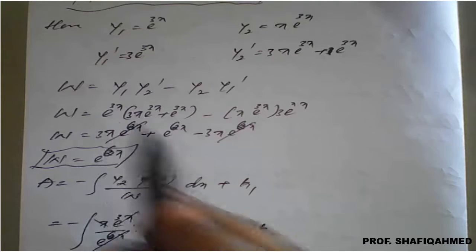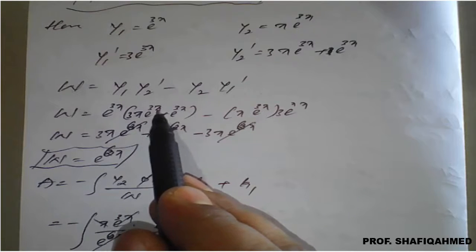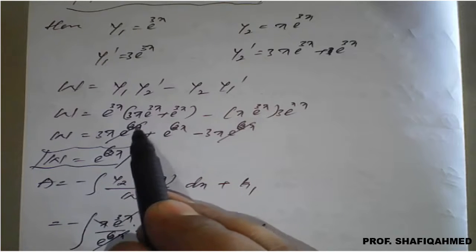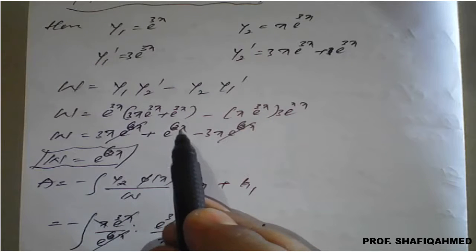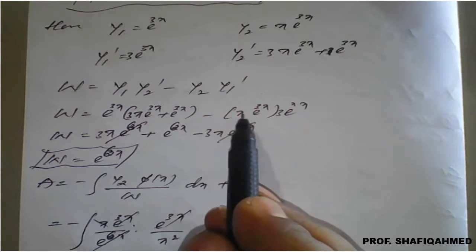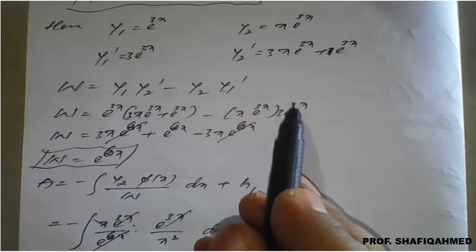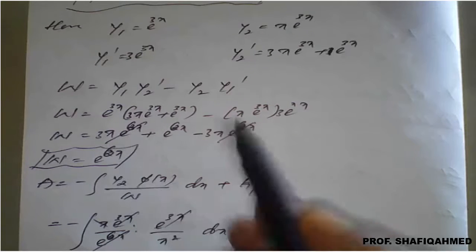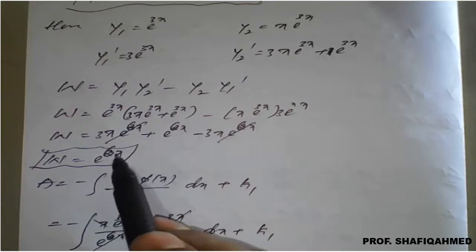and simplify. Remember one thing, e raised to 3x into e raised to 3x will be e raised to 6x. You need to add the powers, 3x plus 3x, it will become e raised to 6x. Then minus x into 3, e raised to 3x into e raised to 3x will become e raised to 6x. So plus 3x of e raised to 6x and minus 3x into e raised to 6x cancel, we get e raised to 6x, which is the value of w.